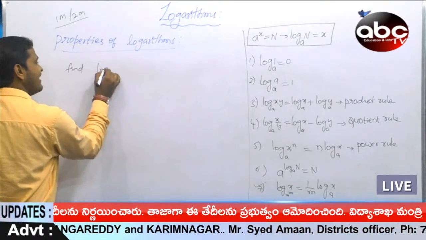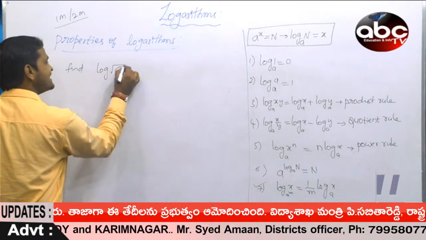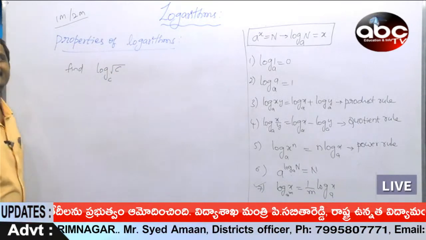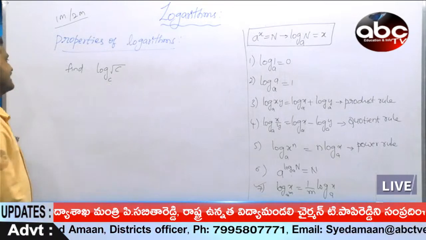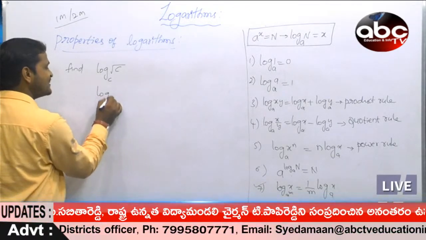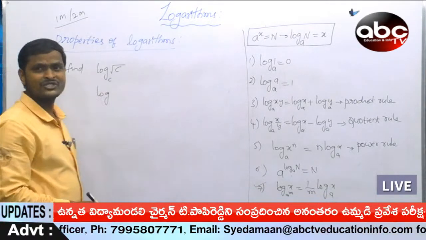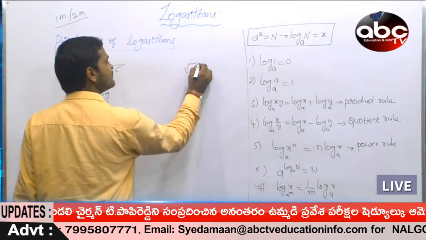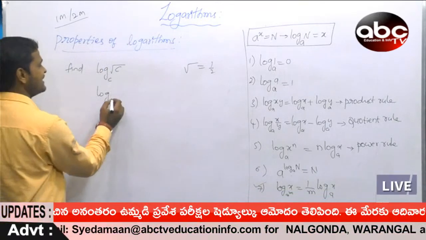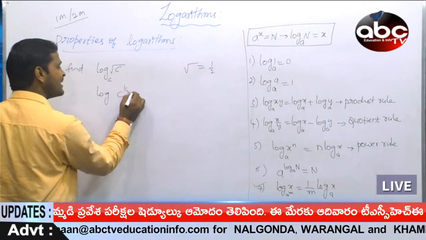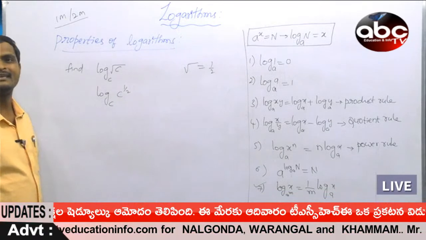Find log root c base c. Log root c base c. Right? Then first you can convert. Already you know, students, what is the value of root? 1 by 2. Root is nothing but 1 by 2. Then c power 1 by 2 base c, right?